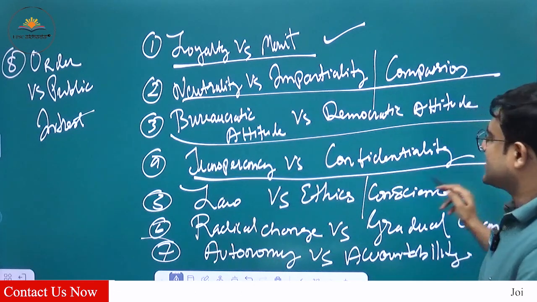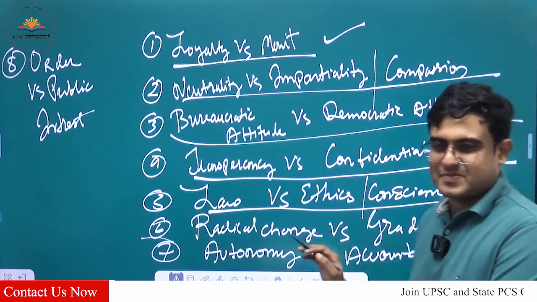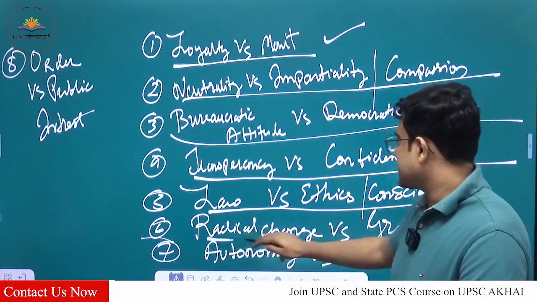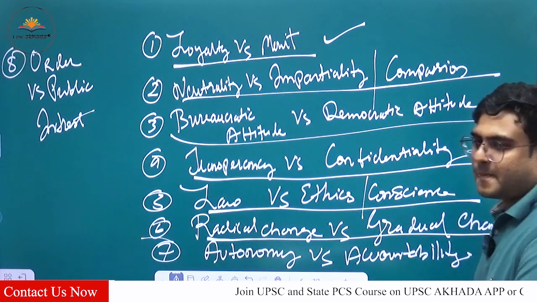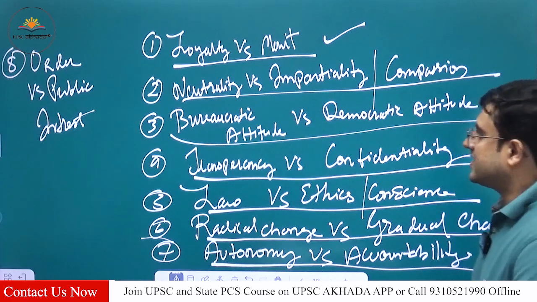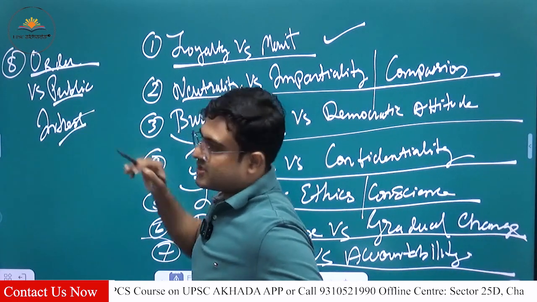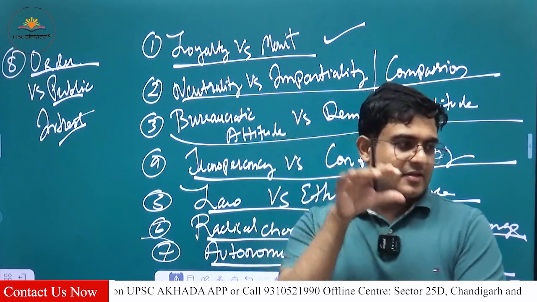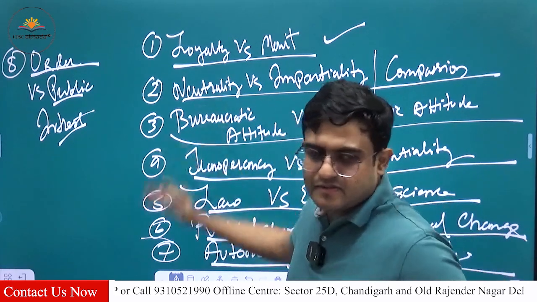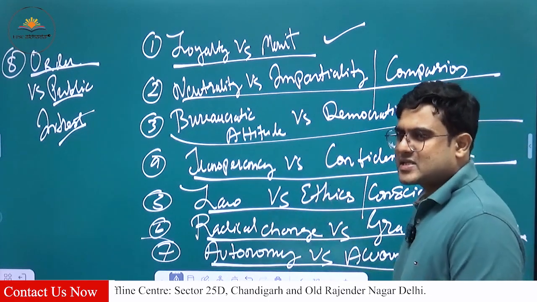Transparency versus confidentiality. Law versus ethics, conscience largely has been discussed. We'll talk in brief only about this. Radical change versus gradual change, that is reforms. Autonomy versus accountability. And order versus public interest. Order, you understand? Superior order. Order is a way to control. Write this down, it will be helpful. This structure of opening up dimensions is very helpful in case studies also.